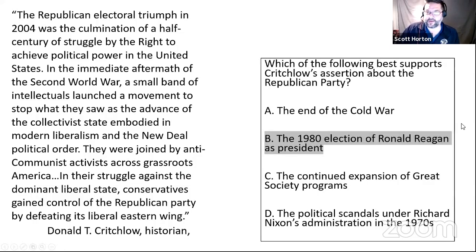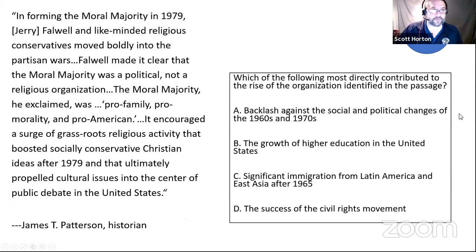Okay. And of course, the election of Reagan is the best answer here. Of course, we're not talking about the end of the Cold War. We'll get to that tomorrow in tomorrow's lesson. C isn't a good answer because that's not, of course, what Republicans were supportive of. And D is not something that certainly would have led to the rise of support for the Republican Party.